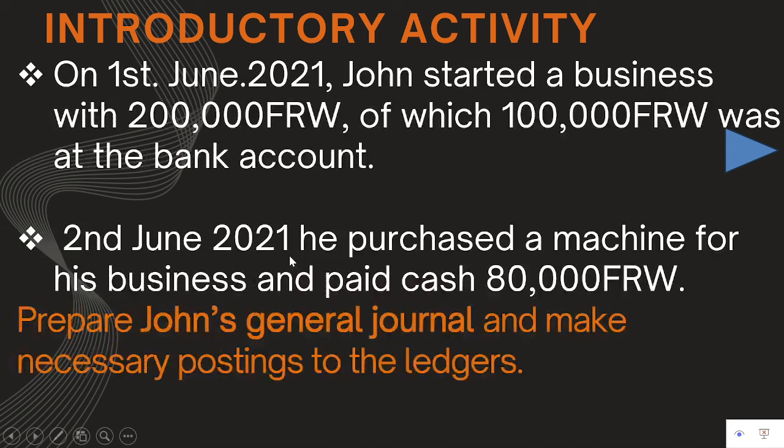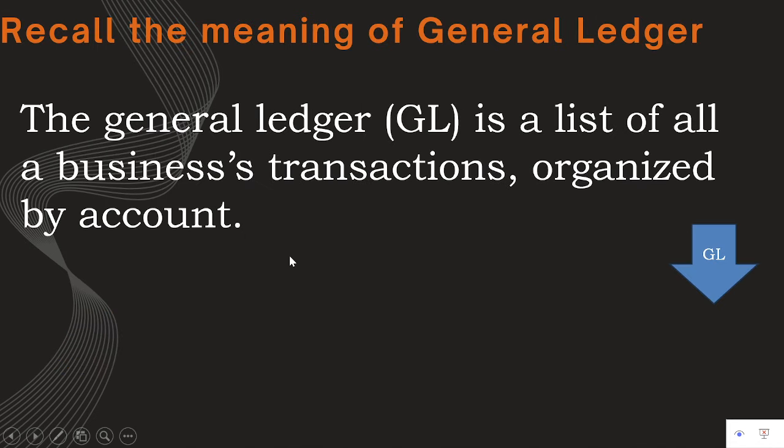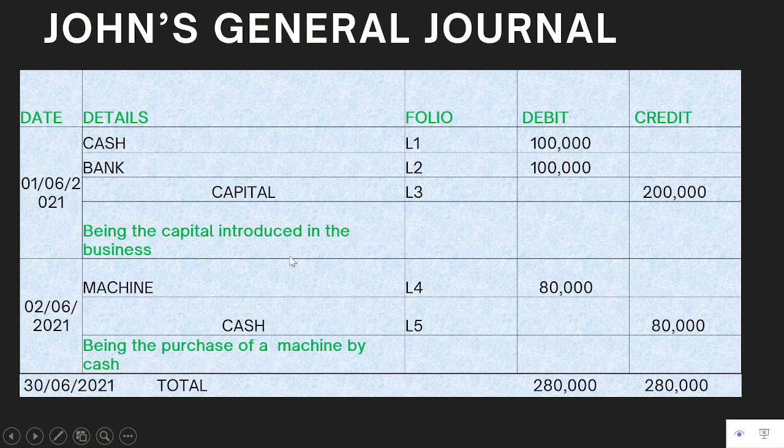Without a delay, we have an introductory activity here. On 1st June 2021, John started a business with 200,000, of which 100,000 was at the bank account. On 2nd June 2021, he purchased a machine for his business and paid 80,000 francs. We are required to prepare John's general journal and make necessary postings to the ledgers. Remember, the general ledger is a list of all business transactions organized by account.